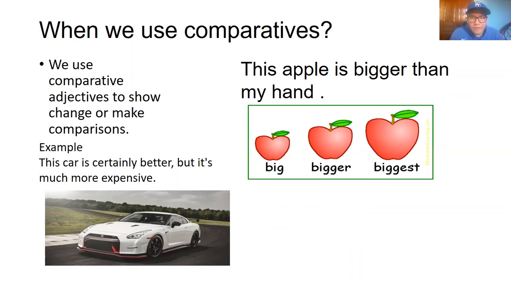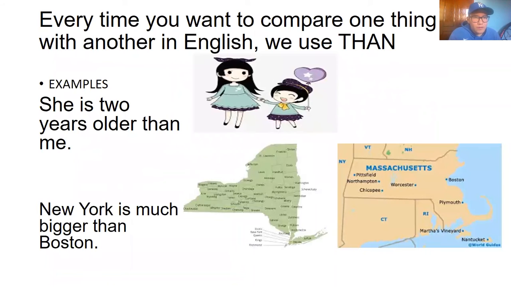We have another example. This apple is bigger than my hand. So we are comparing the apple with somebody's hand. Every time you want to compare one thing with another in English, we use "than". For example, she is 2 years older than me.